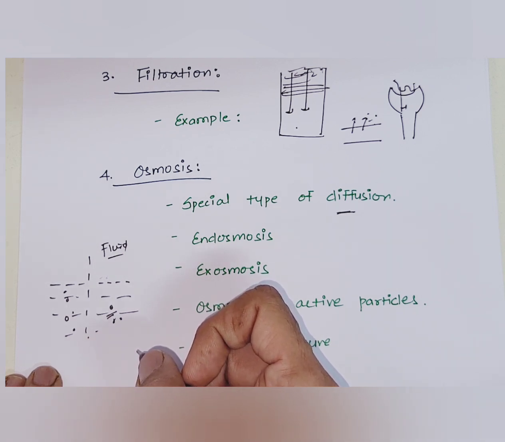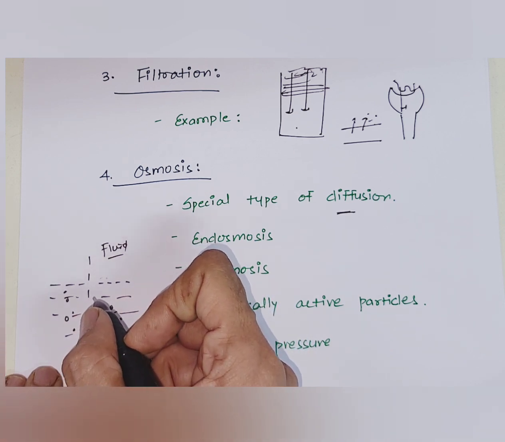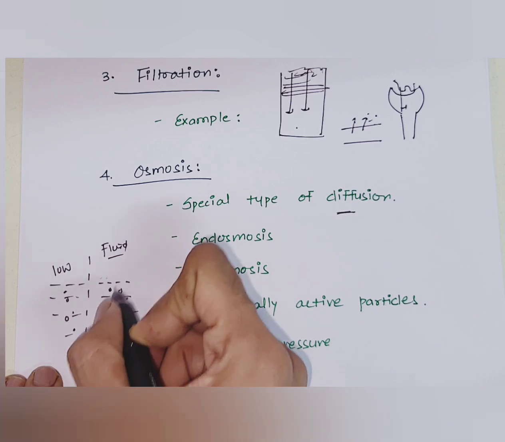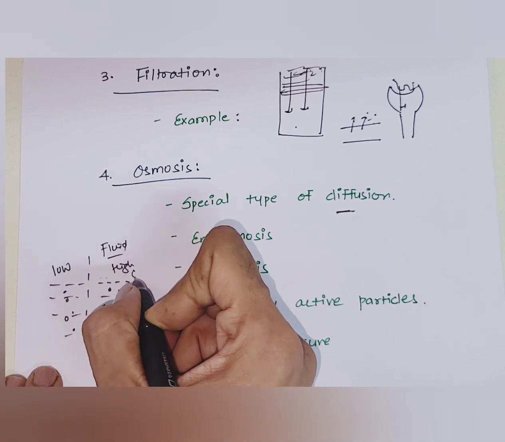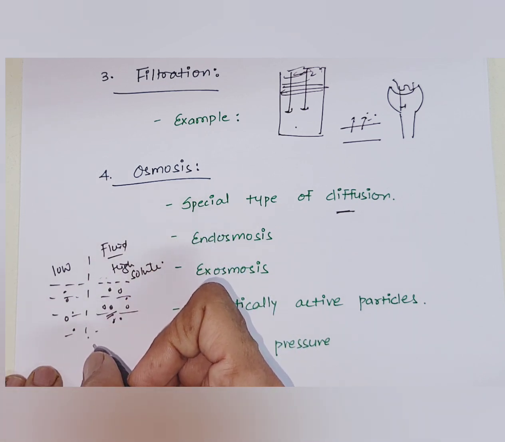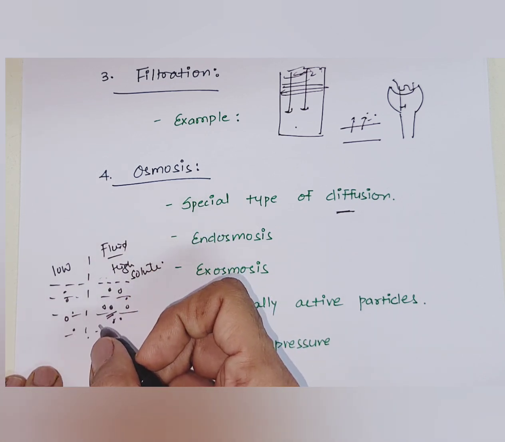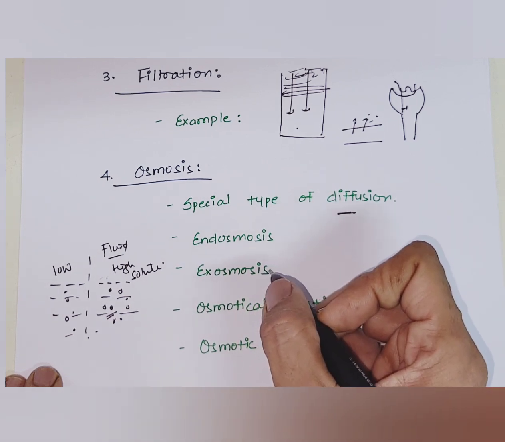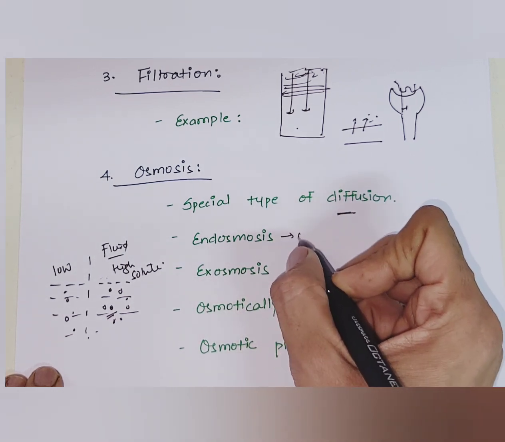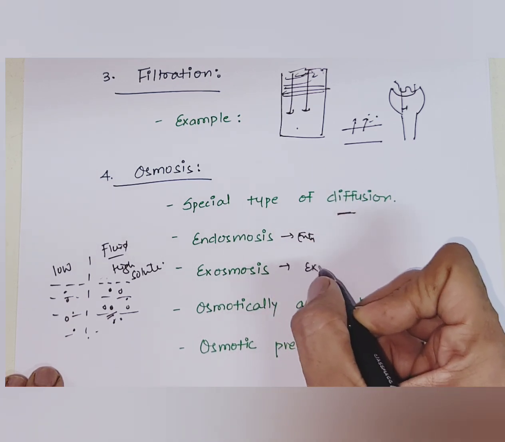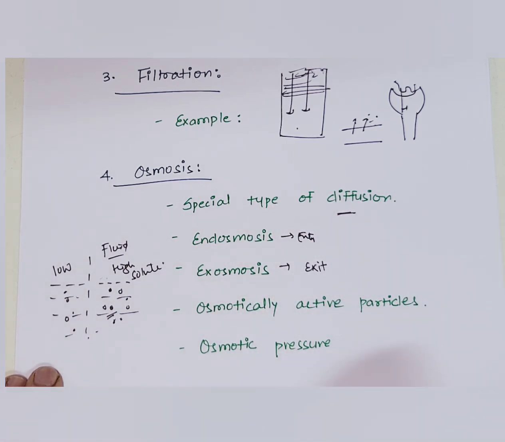So here what happens in osmosis? There is passive movement of solvent. Solvent moves from low solute to high solute concentration. Low to high solute concentration. Here an important requirement is that solute concentration must be different on both the sides. Now endosmosis and exosmosis, these are two terminologies. Endosmosis means entry of fluid inside the cell, and exosmosis means exit of fluid from the cell.